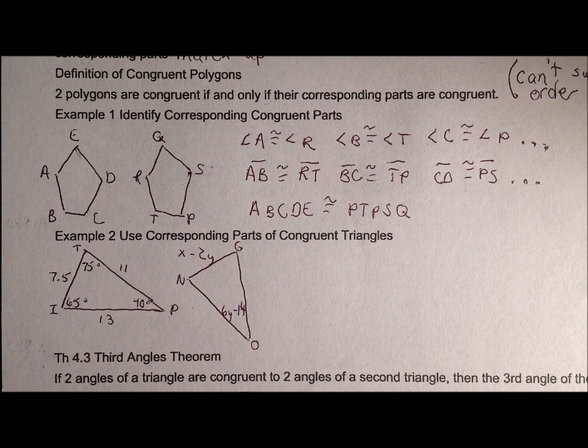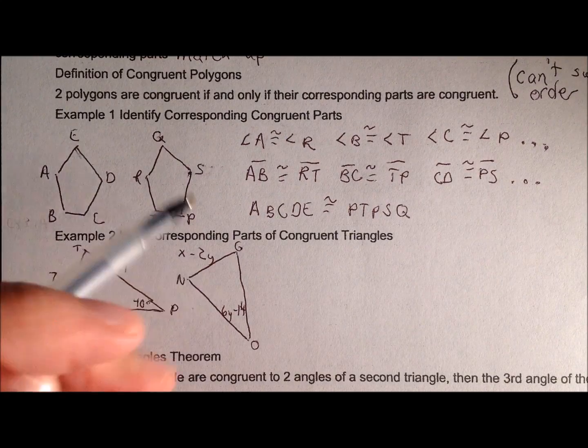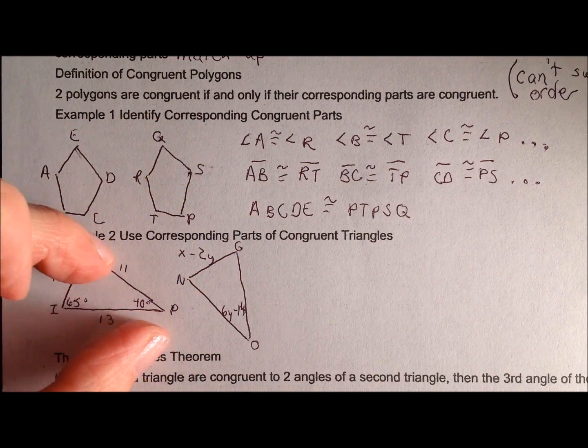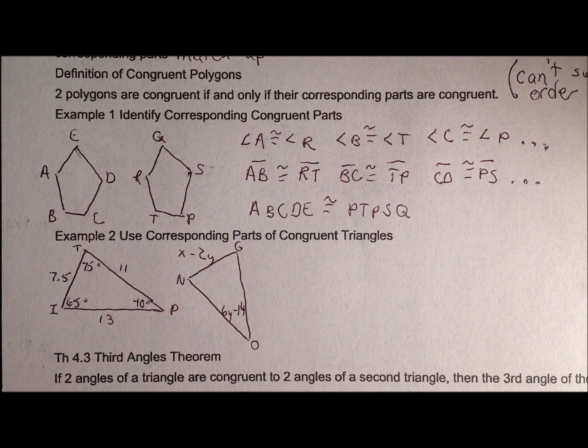Example 2, I've drawn in the figures already that we want to use. We are going to use our corresponding parts definition to come up with our missing values here for x and for y. So when we look at these triangles, you could rotate our second triangle here a little bit. If we would rotate it to set upon this first triangle, we can use the values in our first triangle to help us calculate the values that are x and y in the second triangle.